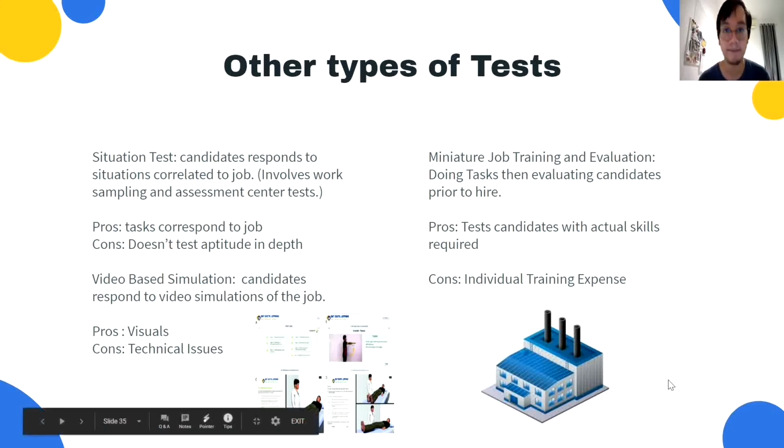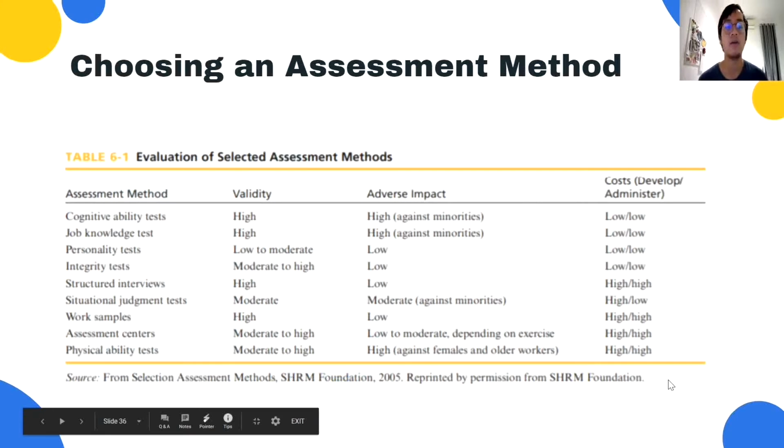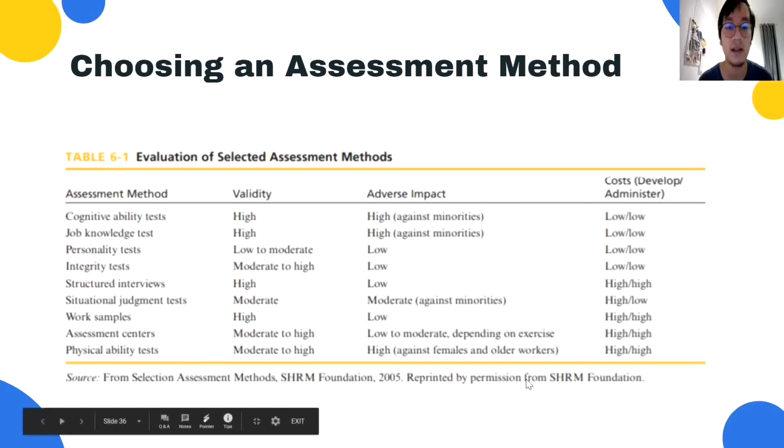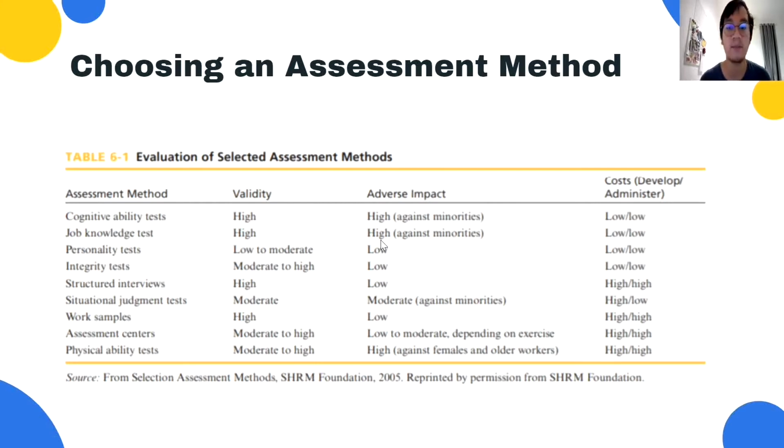So how do you choose an assessment method? So when companies select an assessment method, they take into account 3 factors. They look at the validity, do they have objective data or not, and the adverse impact towards certain demographics, and they look at the cost as well, if it's high to produce or low to produce.